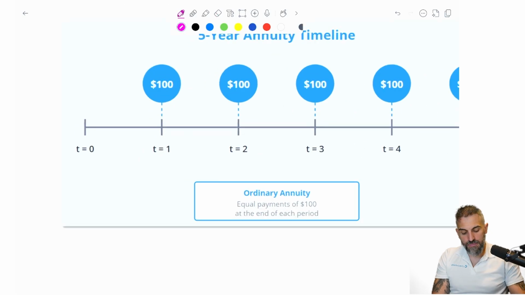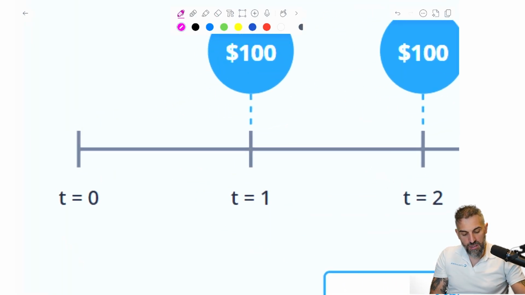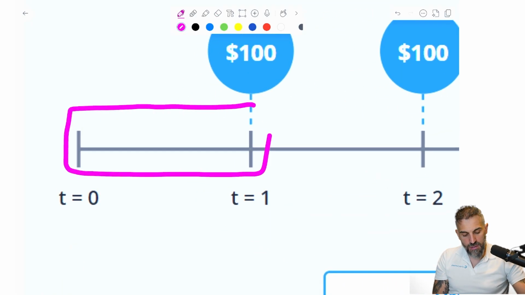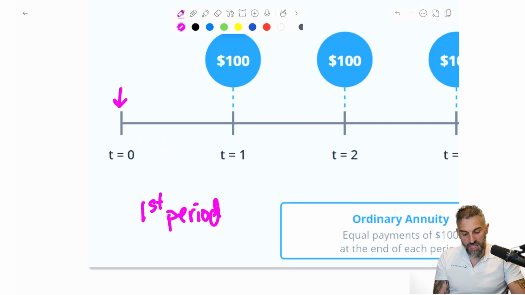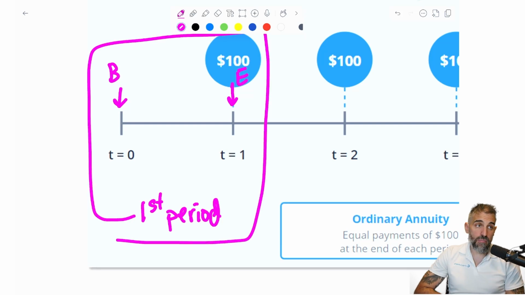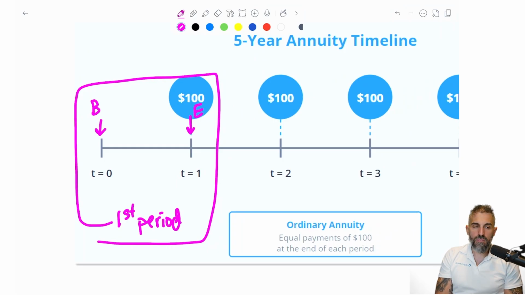Why is that? Well, when you look at a timeline, guys, this here represents the first period, obviously, but this is the beginning of that first period, and this is the end of that first period. Technically, they're still the same period. Both of those are like the first year, but one of them is the beginning of the first year, and the other is the end of the first year. So if your payments happen at the end of each period, we call that an annuity.